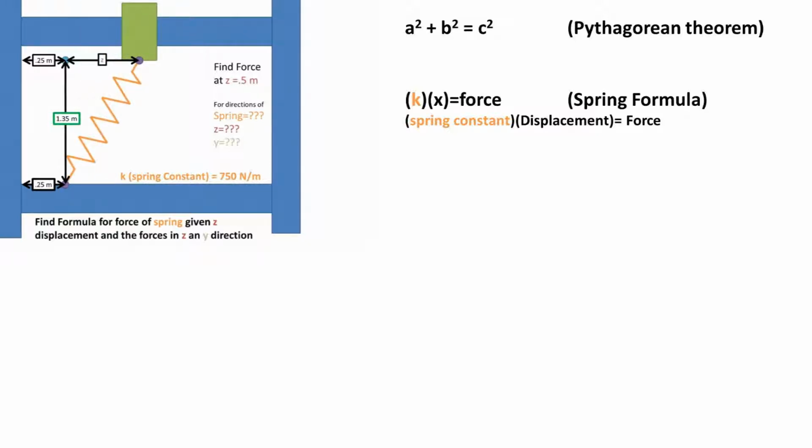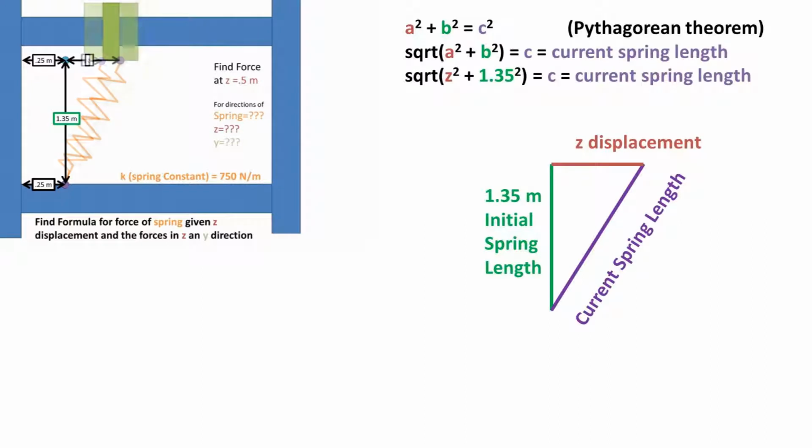How do we go about solving this one? So first, we must visualize a right triangle. Doing so, we have a leg that is the initial spring length and a leg that is the z displacement. And we want to solve for the spring's current length, which is the hypotenuse of this right triangle. So we can rearrange the Pythagorean theorem to be the square root of a squared plus b squared equals c. So really, the square root of z squared plus the initial side length squared equals the current spring length.